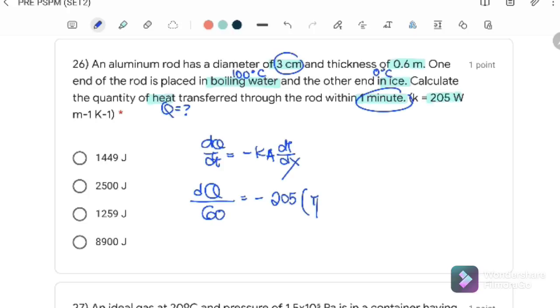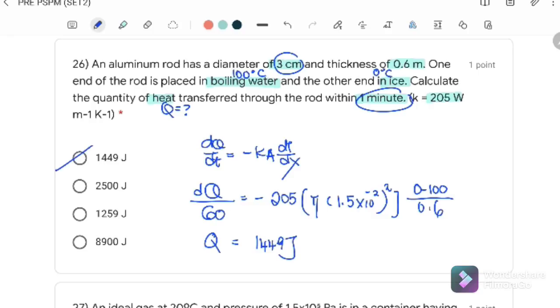Since here we have the diameter, our r is equal to 1.5 cm. So we convert it into meter, remember to square. Then times the temperature gradient, where the temperature is 0 minus 100 over the thickness 0.6. So finally Q, or the heat transfer through the rod, is equal to 1449 joule. So the answer is A.